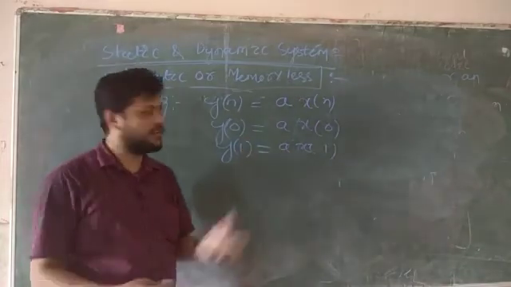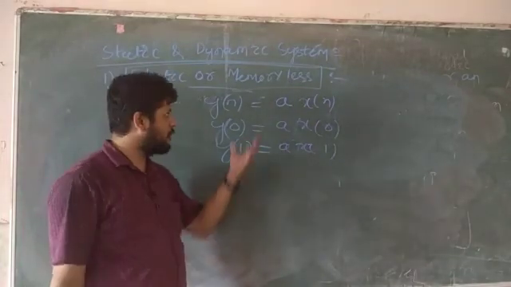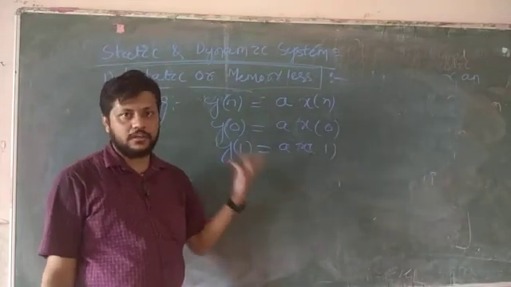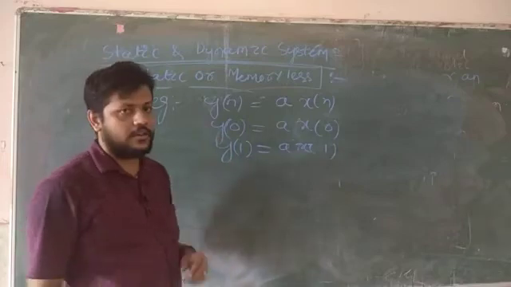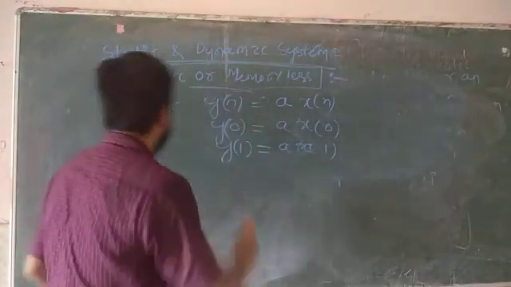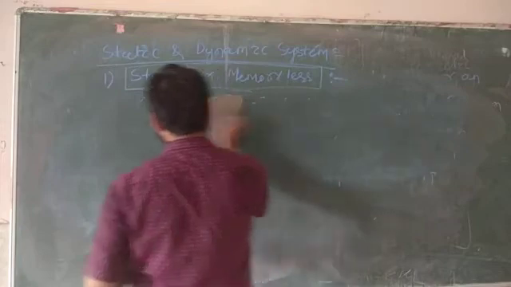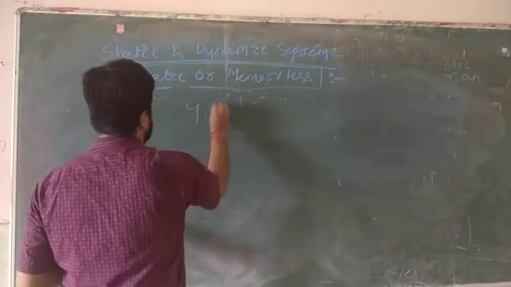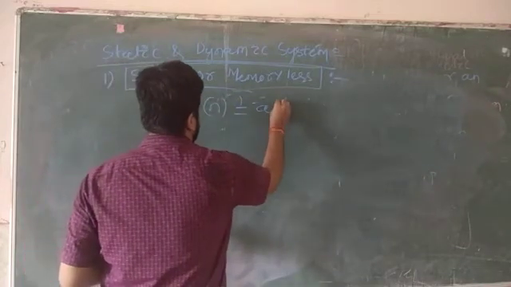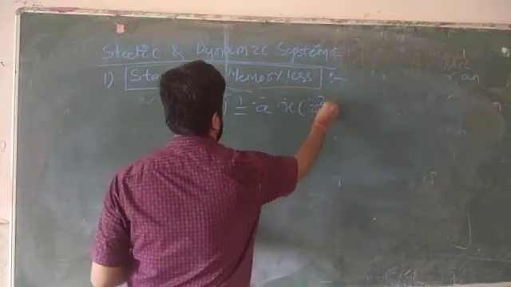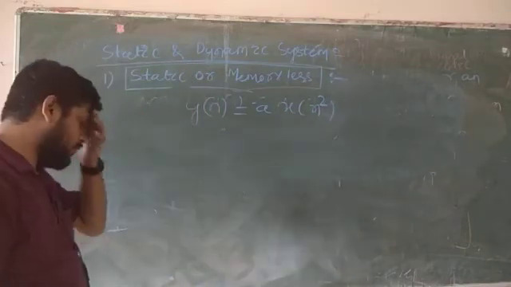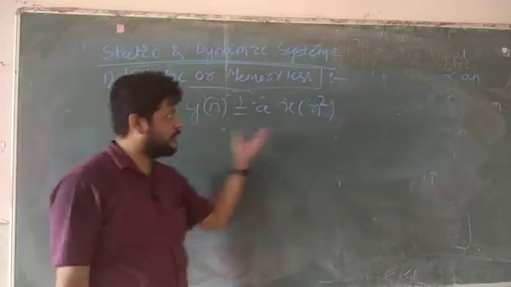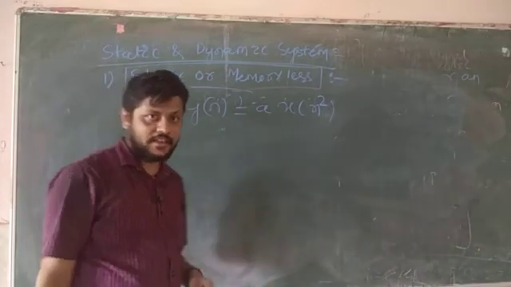This is very easy. If this type of equation is given to you, then you can check by putting the integer values 0, 1, minus 1 and checking. For example, another system: verify whether the system is static or dynamic. Suppose y of n is equal to a x of n square. Now we have to check how this output depends on the input.